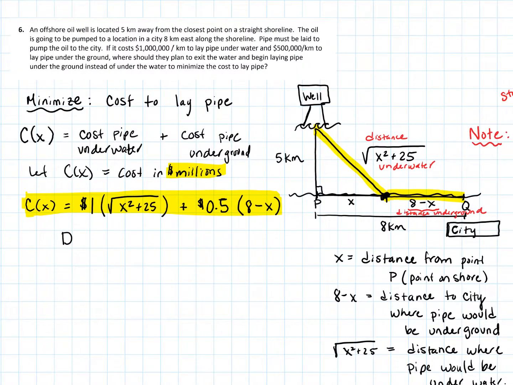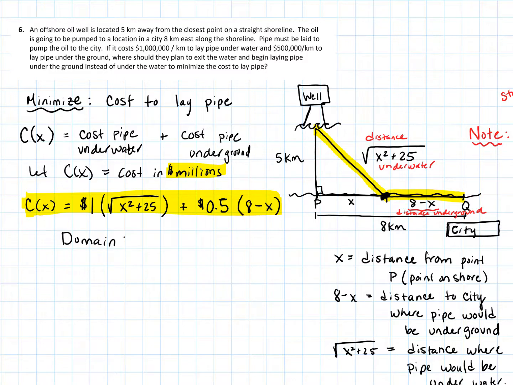X equaling 0, we could go straight to the shore and then lay 8 kilometers underground. That would minimize the distance that we would have to go underwater. But I don't know if that's the best scenario. Or we could maximize the distance underwater, right? We could go straight from the well all the way to the city. But there's a cost factor in here that we're going to have to use some calculus to figure out what's the best. So back to the domain.